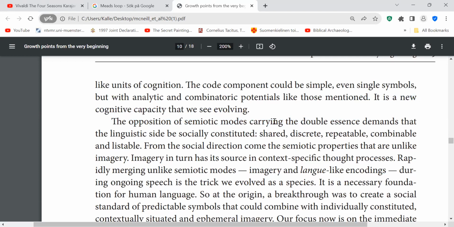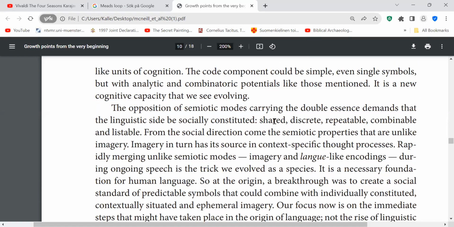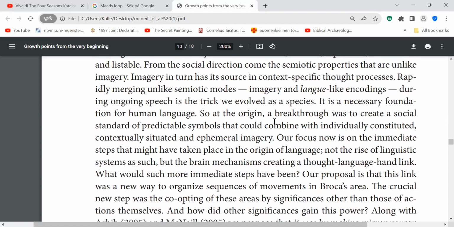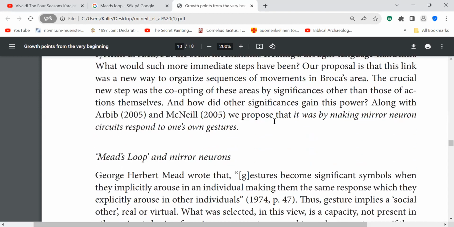And how do we understand that ourselves? Well, it's a proposal here. It was by making mirror neuron circuits respond to one's own gestures. So you see your own gestures and thereby you think. The thinking is not situated anywhere really. It wouldn't even be fair to say it's in between. You have to see your own gestures or you merely react to them. The mirror neurons are implicit in this, or complicit.